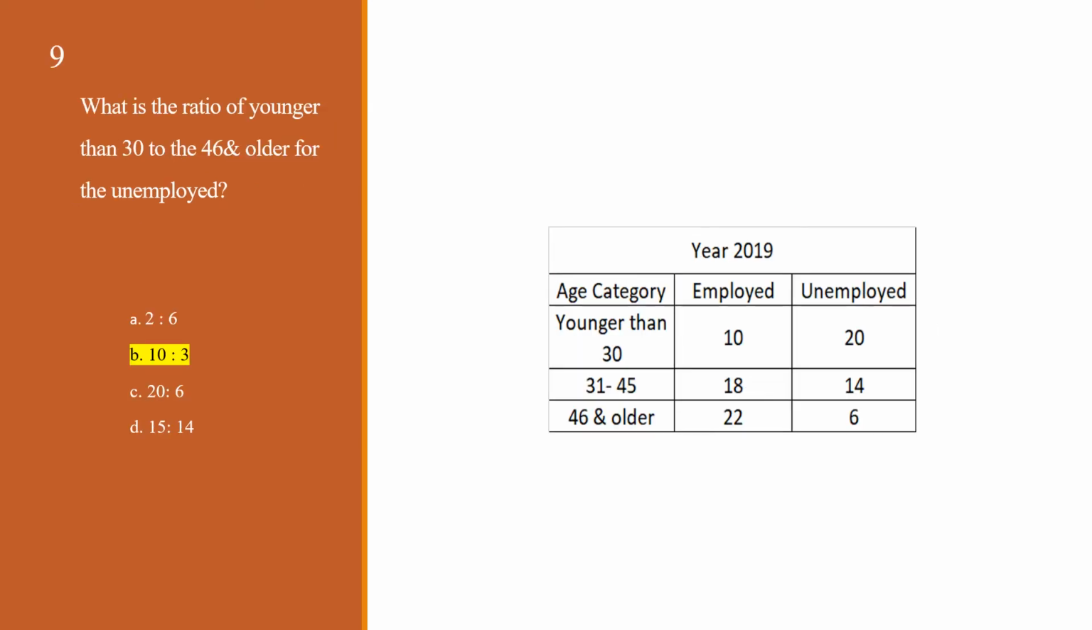For number 9, we are asked for the ratio of younger than 30 to the 46 and older for the unemployed. So we need to look at the unemployed. So the younger than 30 will be 20, and the older 46 and older will be 6. So if we look at the ratio, that will be 20 is to 6. Simplifying this would give us 10 is to 3.